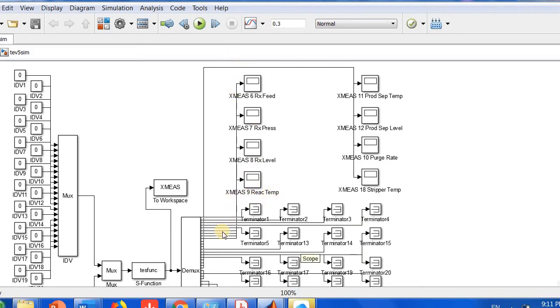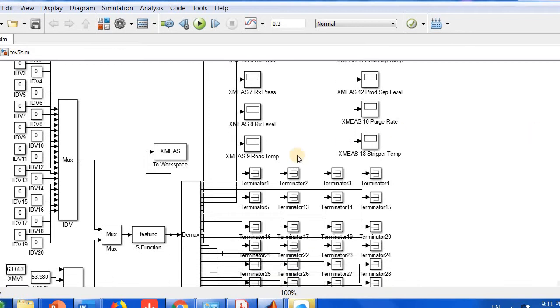Where did I get those from? I got them from the output of this Dmux. So I have all my measurement variables taken out of this S function, the model of the plant, and you can count them. This is X measured 1. This is X measured 2. The terminator is just saying that I don't want to use this measured. Just keep it as a sensor, and I don't want to use it.